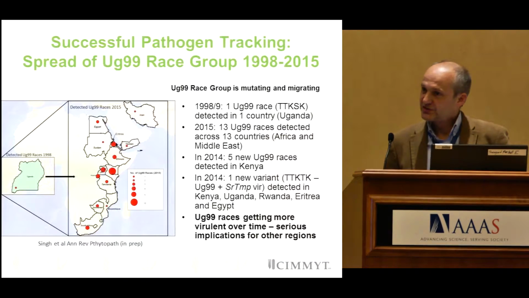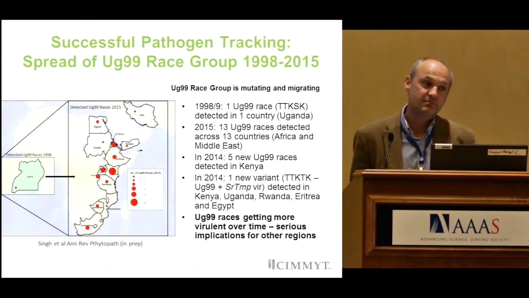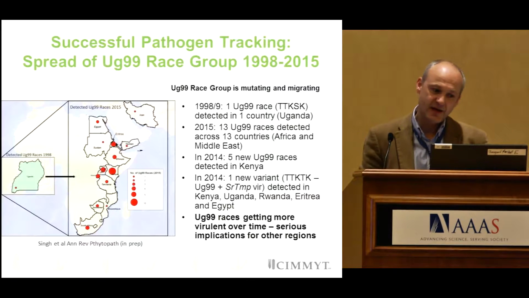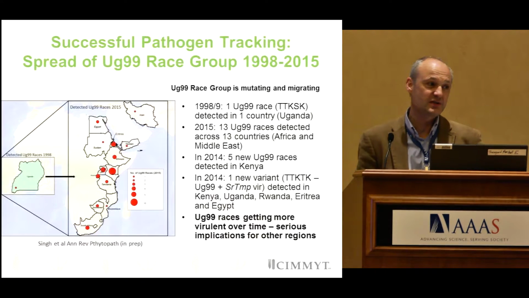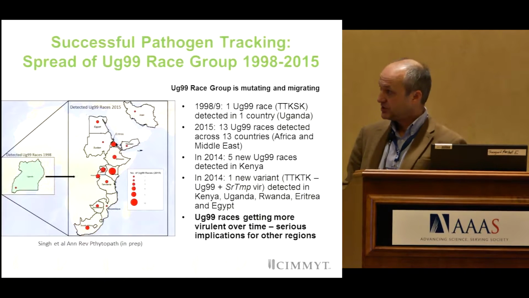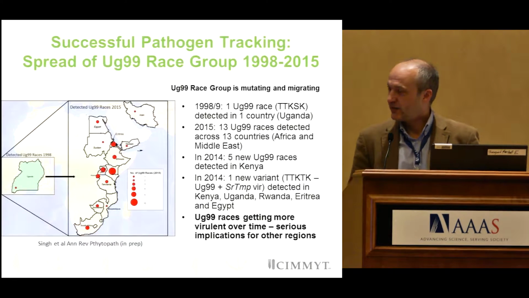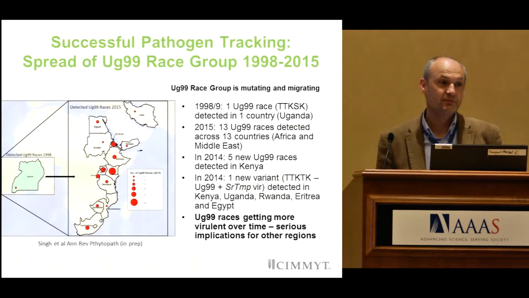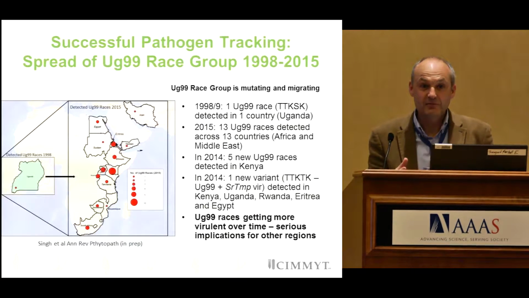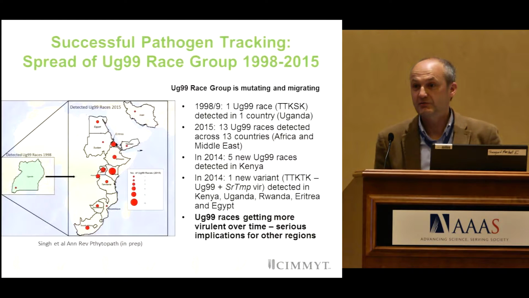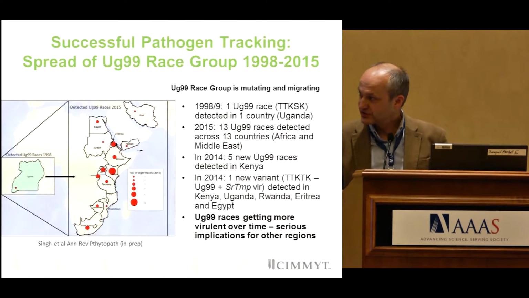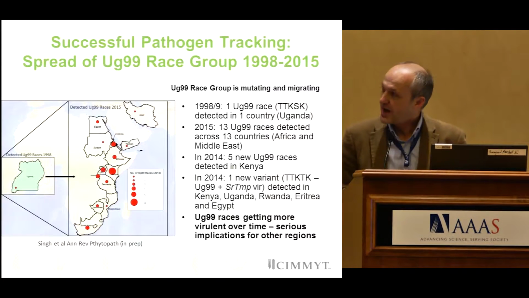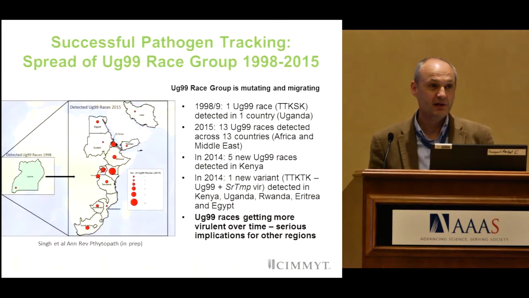We've also been able to successfully track the pathogen changes. So we started off in 98, 99 with this single race in Uganda. The situation we're looking at today is we now have 13 races within the same genetic lineage. So we've got a whole family of these UG99 races. They've spread across 13 countries, so north to south in Africa, into Yemen and Iran in the Middle East.